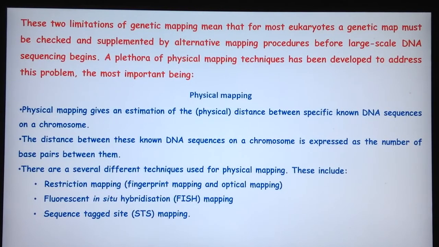The limitation of genetic mapping for most eukaryotes shows that it has to be supplemented with large scale DNA sequencing, and large scale DNA sequencing is done in the physical map. Physical mapping gives an estimate of physical distance between specific known DNA sequences on a chromosome, and the distance between these DNA sequences is referred to in base pairs, while in genetic mapping the distances are referred to as Morgans and centimorgans. There are several different techniques used for physical mapping: restriction mapping, fluorescence in situ hybridization, and sequence tag site. We will be dealing with all these in the subsequent lectures.